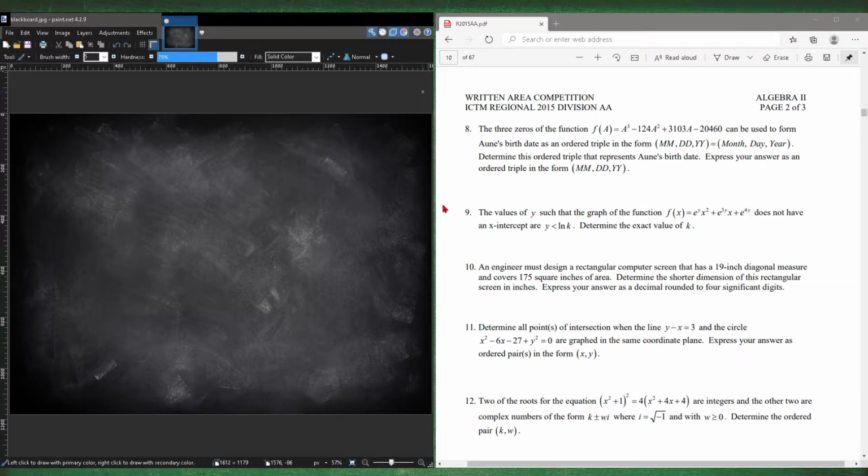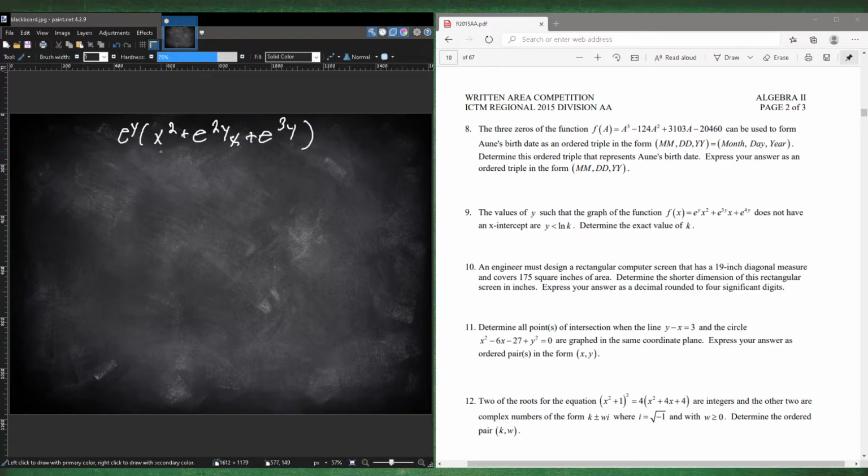So the values of y such that the graph of the function f of x equals e to the power y times x squared plus e to the power 3y times x plus e to the power 4y does not have an x-intercept, or y is less than ln k. Determine the exact value of k. So what we could do is let's just strip out e to the y. So that's left with x squared plus e to the power 2y times x plus e to the power 3y.